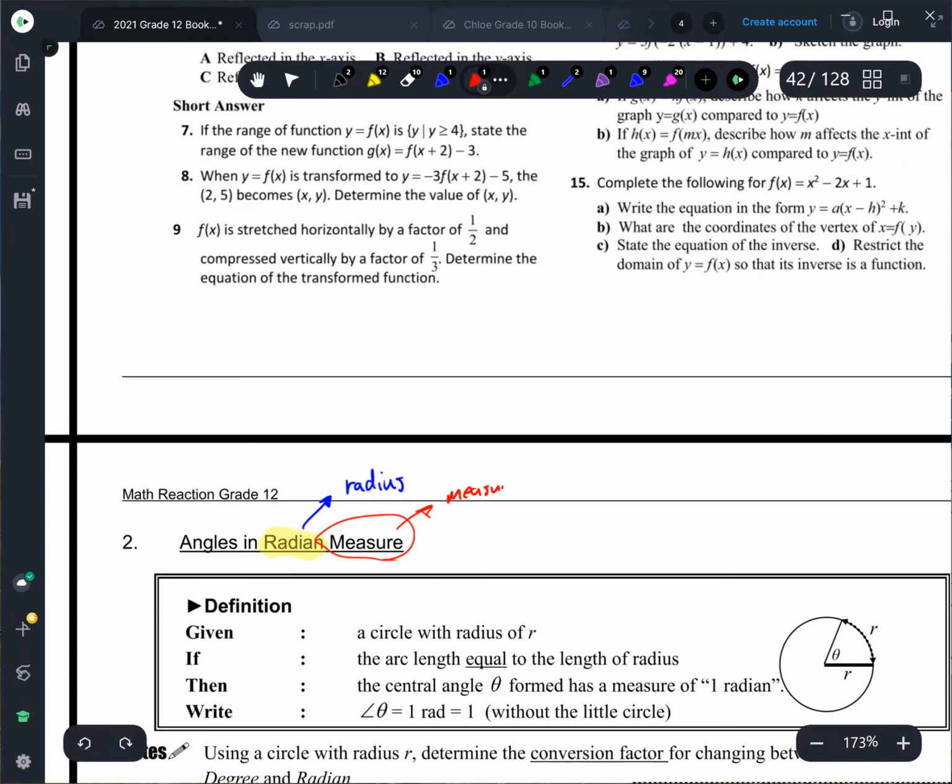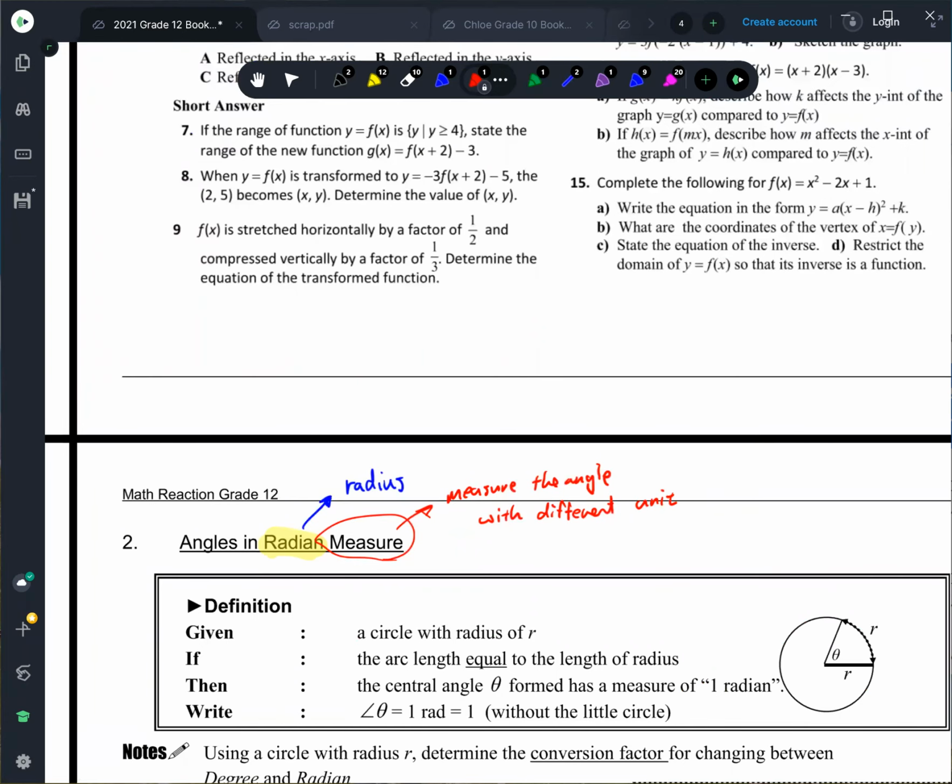Measure the angle with a different unit. Okay, so instead of degree, we have a different unit called the radian. So think about like when you try to measure the height, right? The height of yourself.